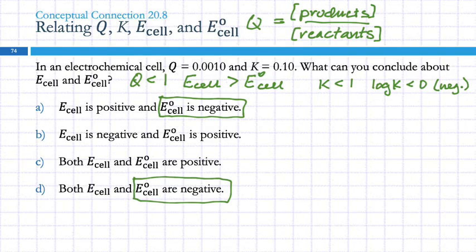Where is E cell 0? When Q equals K. Does Q equal K? No. It's still smaller, right? So that's what tells us that the E cell is positive.